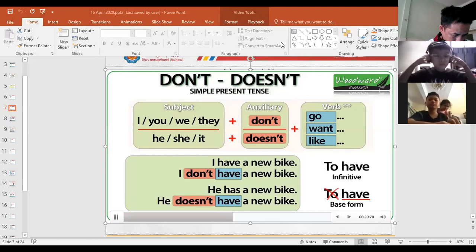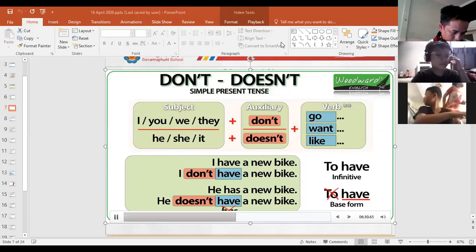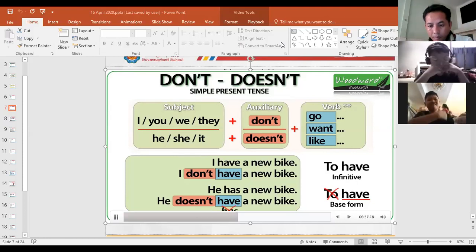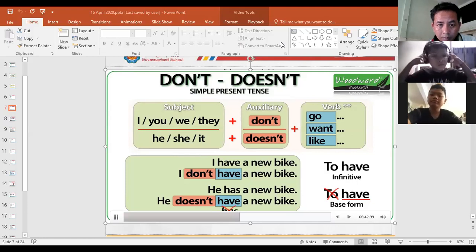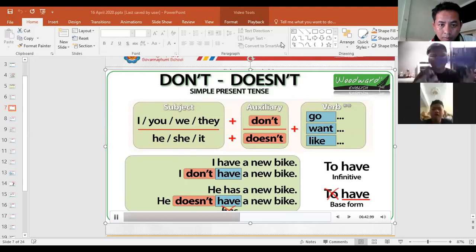Why do we use have and not has? Because the verb after don't and doesn't is the base form of the infinitive. The infinitive of has is to have. The base form is have, not "to have." He doesn't have a new bike.